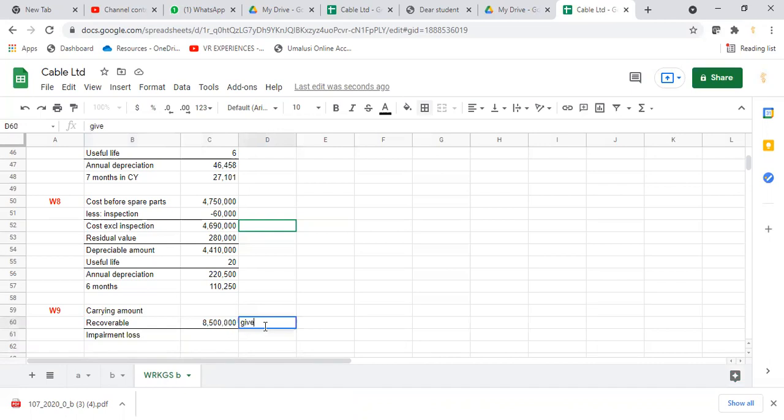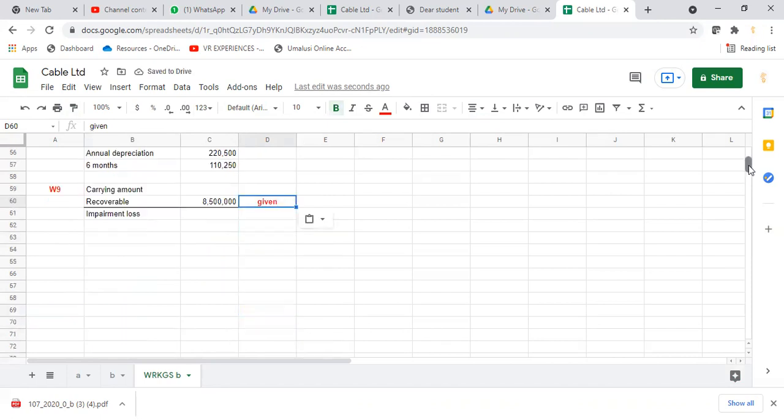Now we need to calculate carrying amount. Many solutions would just list the carrying amount below here. What I do, I like to keep my things neat. I have a separate calc, so I'm going to have a separate calc for it. So now we need to calculate the carrying amount.